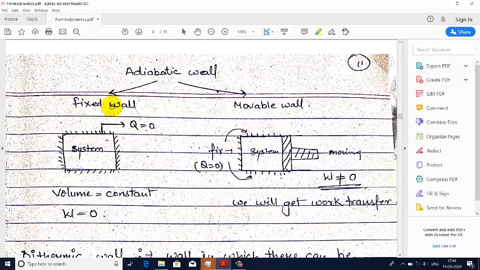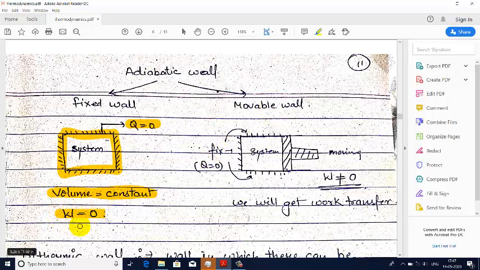An adiabatic wall can be fixed as well as movable. So this is a system where the walls are fixed, like we cannot push or move the walls. Here the value of heat transfer is 0, and since the walls are fixed, the volume of the system is constant, and in case of constant volume, we already know that the work transfer is equal to 0.